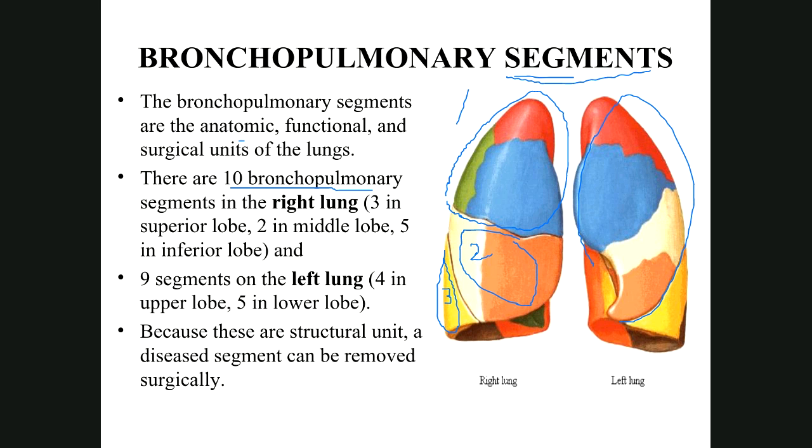In the right side, you have 10 bronchopulmonary segments. See here, how many segments are there? 1, 2, 3, 4, 5. And here, in the lower lobe, further 3. Like that, in the right side 10 segments, and in the left side 9 segments.